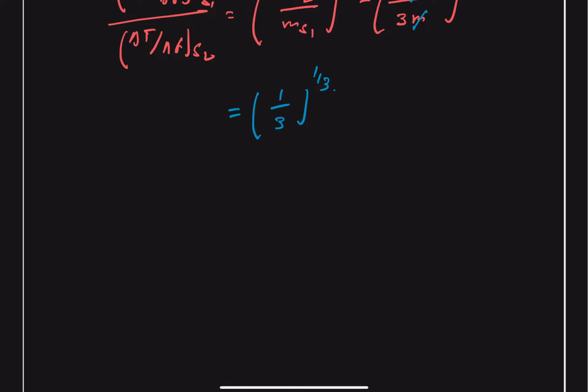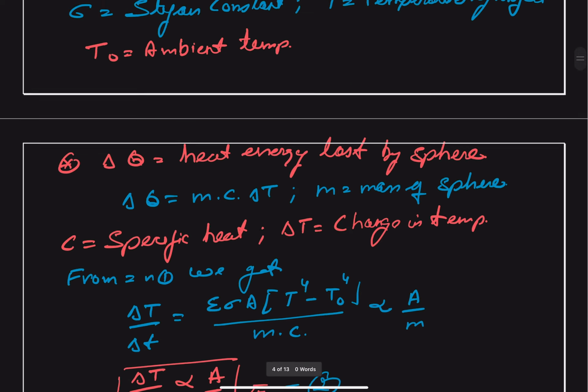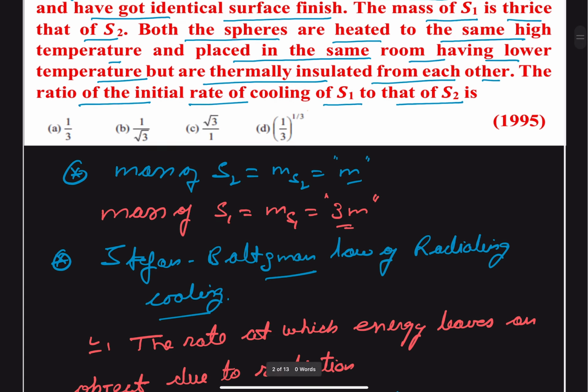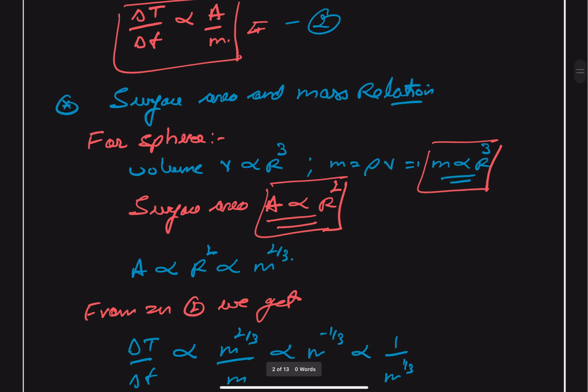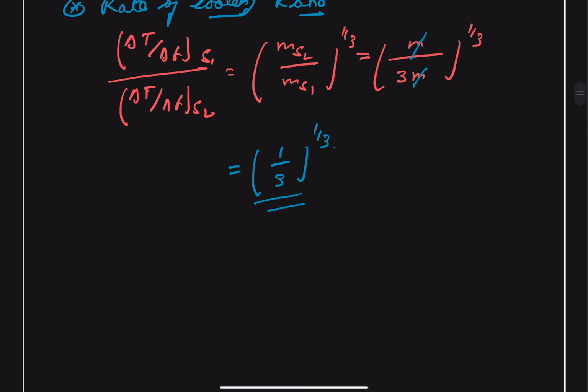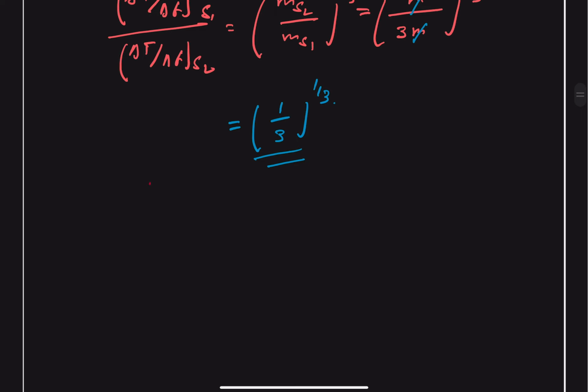So the correct option is, I think B and D look kind of similar. Sorry, not similar, my mistake, there is a square root. So option D is the correct option. Option D is correct. So this completes the question. Thank you.